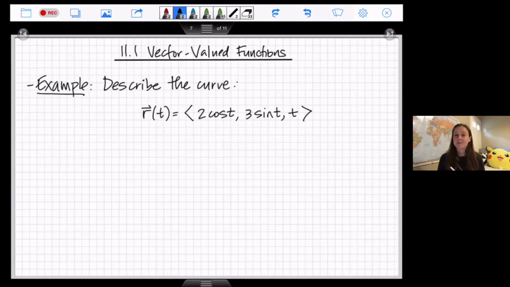All right, this last one's going to be a bit trickier. We're not going to know exactly what it looks like, but we're going to take a really good guess and then hopefully have GeoGebra confirm it. All right, so this one's in R3. You've got your x component defined by 2 cosine t, your y component defined by 3 sine t, and then your z component defined by t. So let's focus in on the x and y.